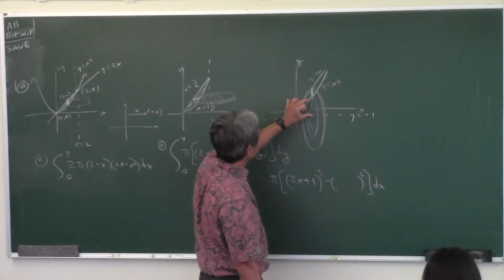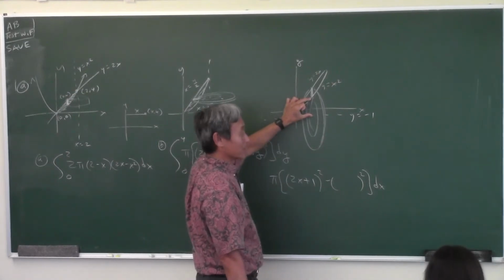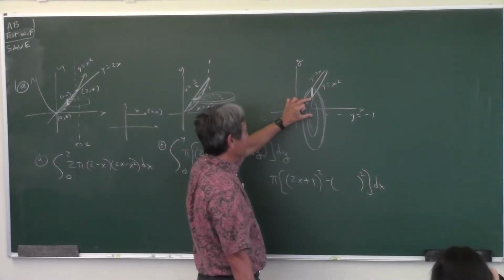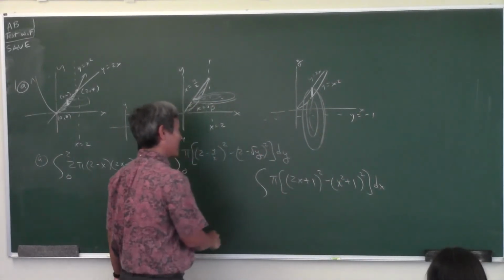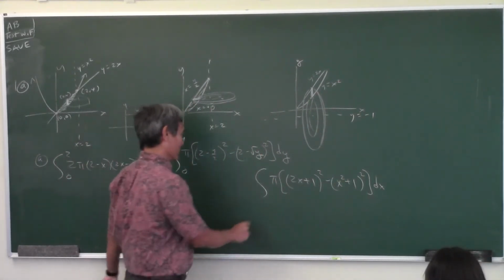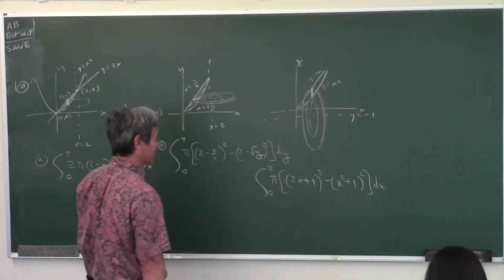Small r goes from the center to the inner edge. Like that. How do I find this distance? Top minus bottom. x squared minus negative 1. That's x squared plus 1. And then add them up from 0 to 2, since we're doing it in terms of x.